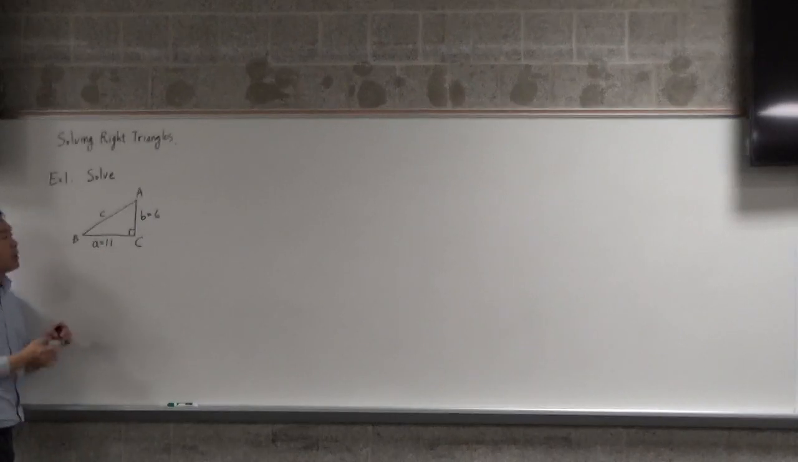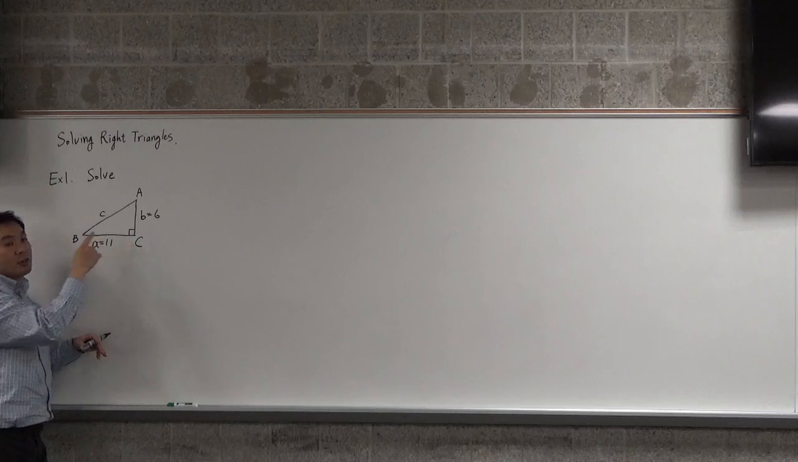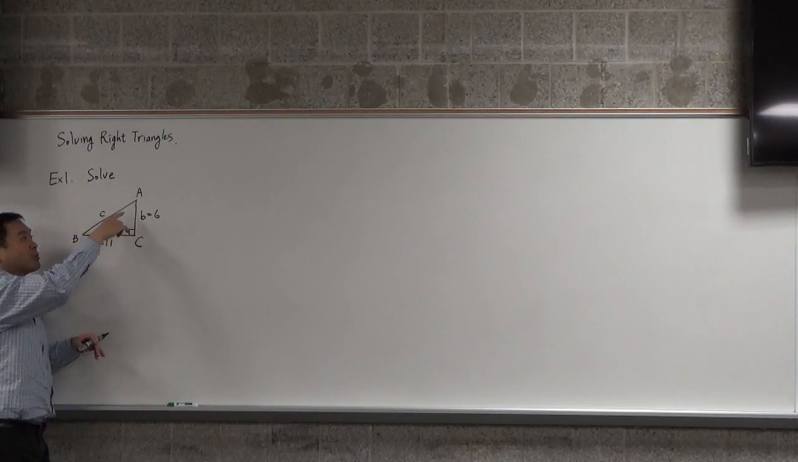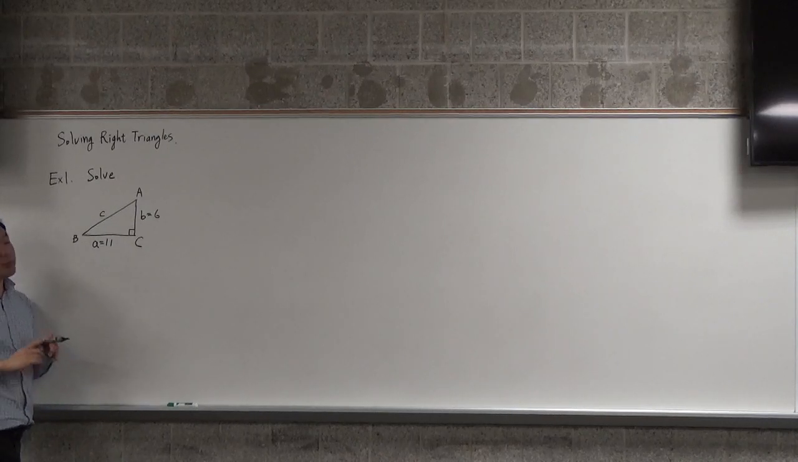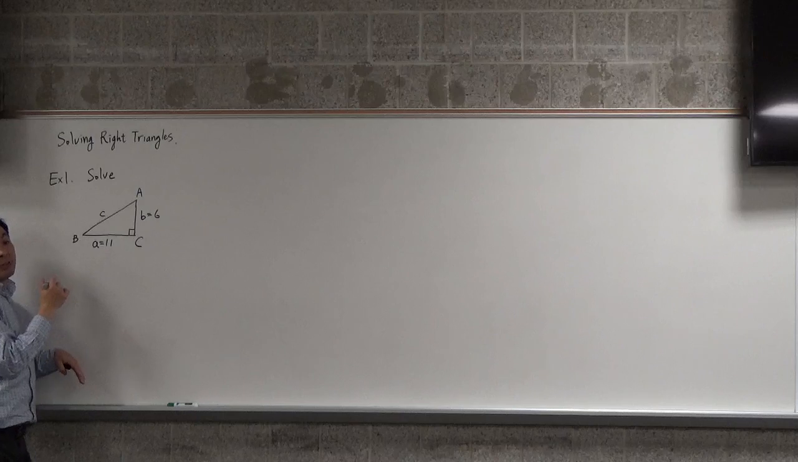Okay. And therefore, since small a, small b, and capital C are given, to solve this triangle we have to find big A, big B, and small c. That's what we have to find. Okay, let's do this easier one first. How do you find c?